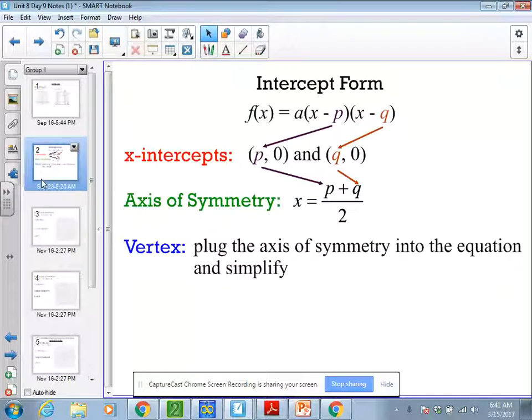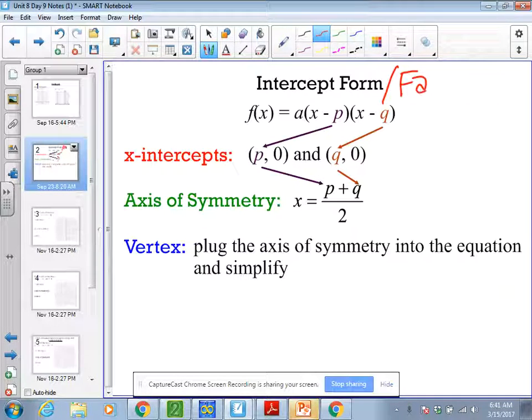So far we have talked about graphing quadratics in standard form, y equals ax squared plus bx plus c, and vertex form, y equals a times x minus h squared plus k. Today we're going to talk about intercept form, which is also called factored form. They're the same thing.